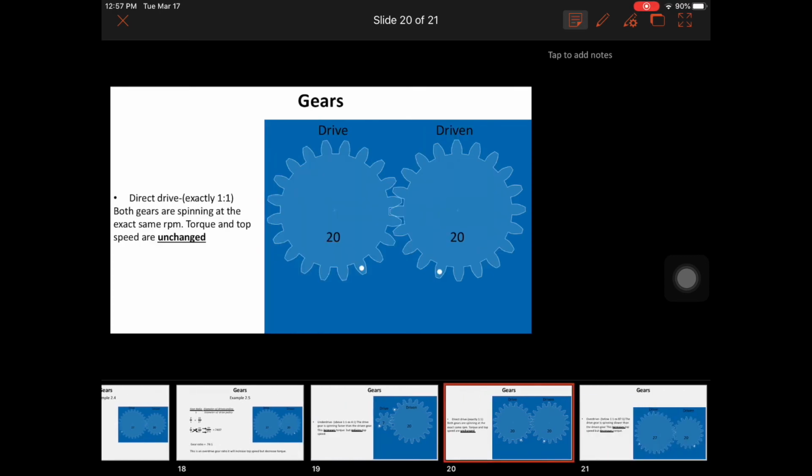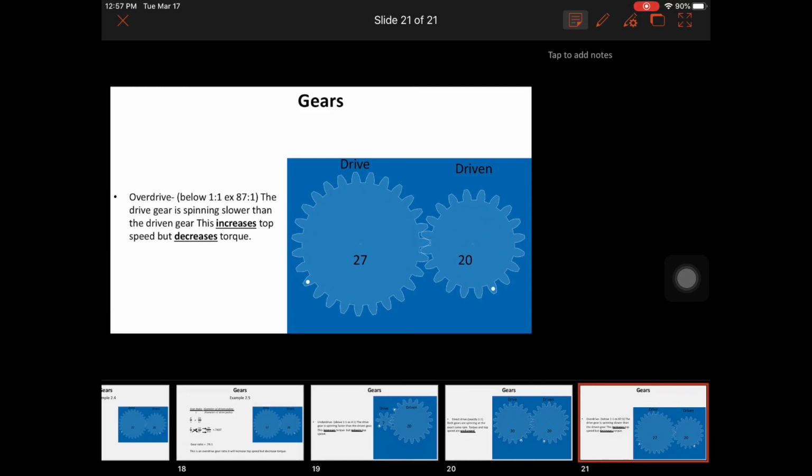Now here's one we didn't talk about, but this is a very important gear, which is direct drive. It means it's exactly 1 to 1. There's only one time that we get a direct drive. It can't be 1.01 to 1. It can't be 0.99 to 1. It has to be 1 to 1. The drive has to be spinning the exact same speed as the driven. If it doesn't do that, we are going to be either an underdrive or an overdrive. But in this situation, torque and top speed will remain unchanged. We use this, typically it's 4th gear on a transmission, just so you know.